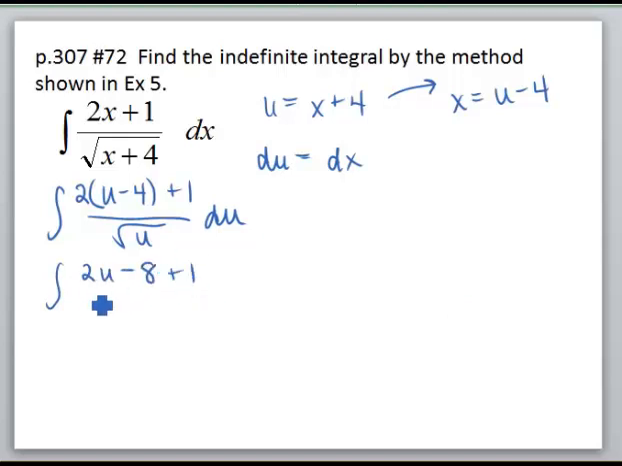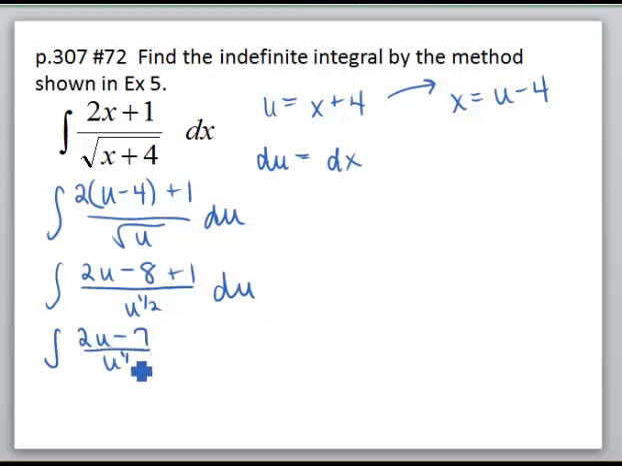So I end up with 2u minus 8 plus 1 all over u to the 1/2. I'm going to continue to simplify this. So I've got 2u minus 7 over u to the 1/2 du. I'm going to simplify it one more time by dividing each of these by u to the 1/2. So this will give me 2u to the 1/2 minus 7u to the negative 1/2 du.